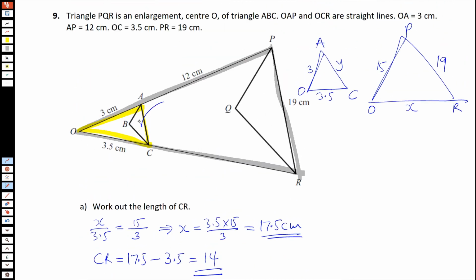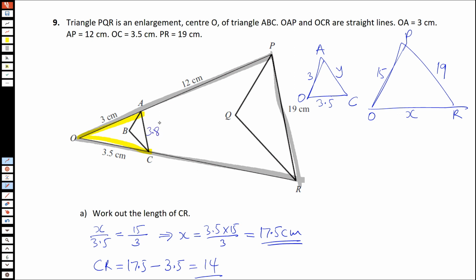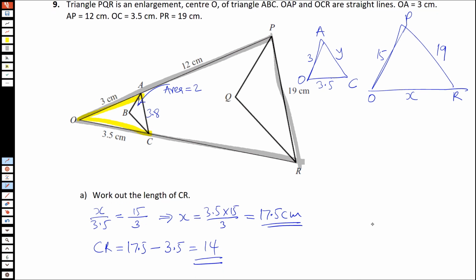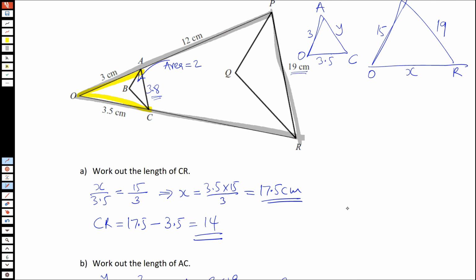And then the area of ABC is 2. So the area of this triangle here, by the way, from our calculations, we have the length of AC, which is 3.8. But we're also given the area of this triangle, which is 2. They want us to find the area of PQR, this triangle here. So look at these corresponding lengths. Maybe we can use them to find the ratio of the areas of these two triangles, and then use that to find the area of the larger triangle.